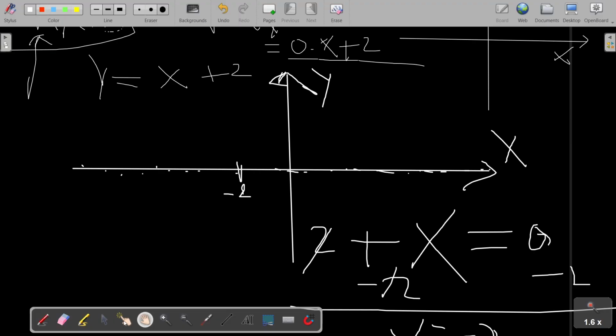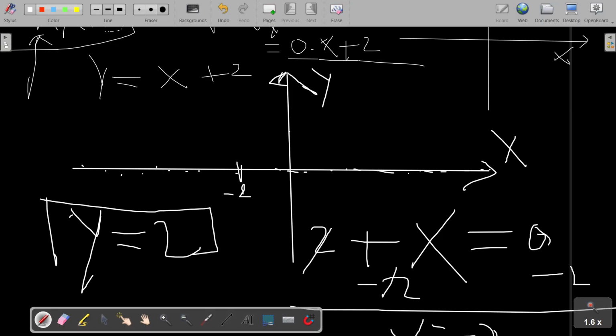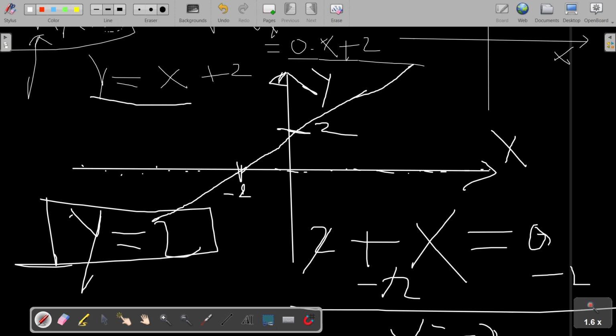So if we put x is equal to 0 for solving any point on this line, we get y is equal to 0 plus 2, y is equal to 2. So here y is equal to 2, positive 2. These are the two points we got when we put x is equal to 0 and y is equal to 0. Let's draw a straight line joining them. This is the straight line joining them. So basically, this is the equation of the straight line: y is equal to x plus 2.